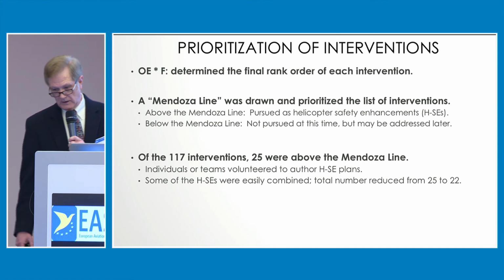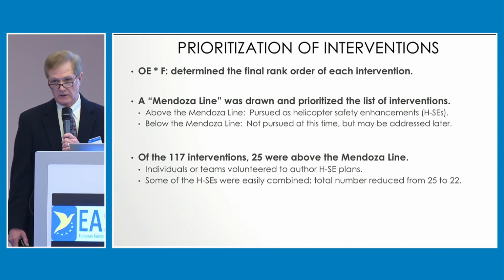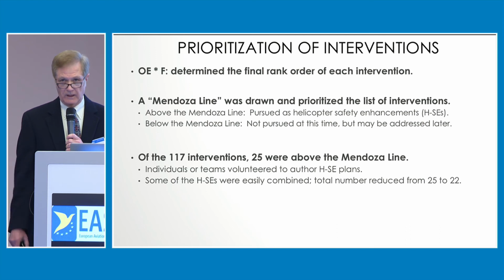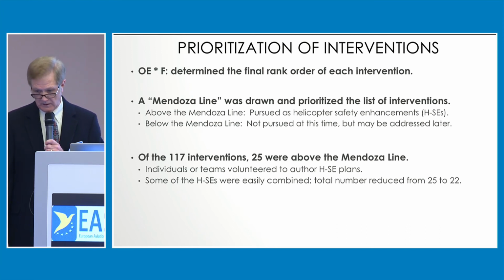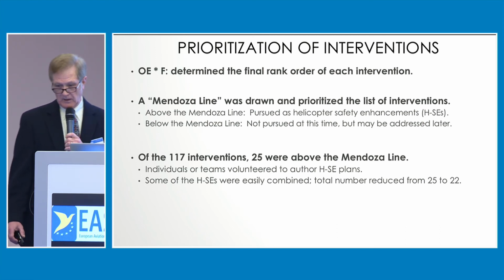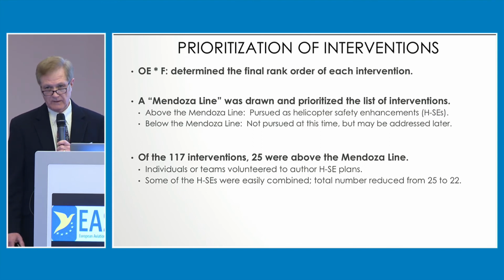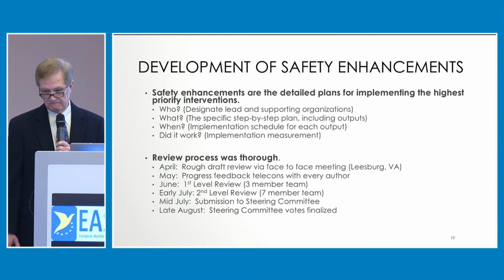So there were individual teams that volunteered to handle each of these interventions. Each of those interventions, people agreed to handle. And they reduced this number from 117 down to 25. Then they did some more combining, and they came up with 22 proposed interventions to basically address these four top categories I mentioned a minute ago. The implementation plan was basically who, what, and when, and how effective it was.